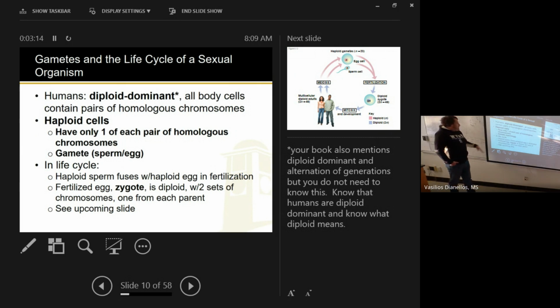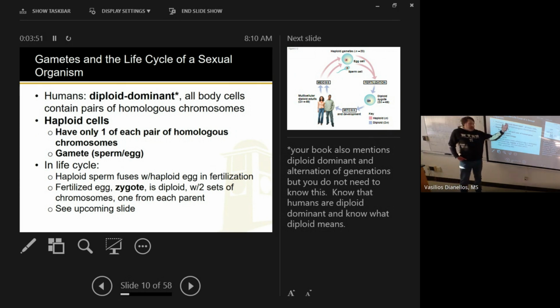So in the human life cycle, what we have is a haploid sperm that fuses with a haploid egg in a process called fertilization. At that point, we now have a new cell, right? When those 2 cells come together, that new cell, that fertilized egg, is called a zygote. And again, since you have half and a half coming together to make that zygote, half and a half is a whole, therefore that zygote is diploid because it has the full set of chromosomes, one from each parent. So there's a lot of information on here. You definitely need to know this.